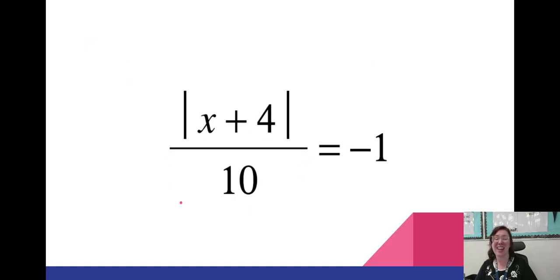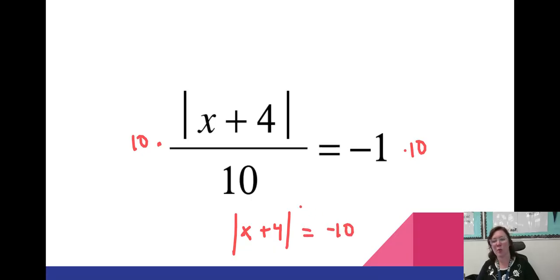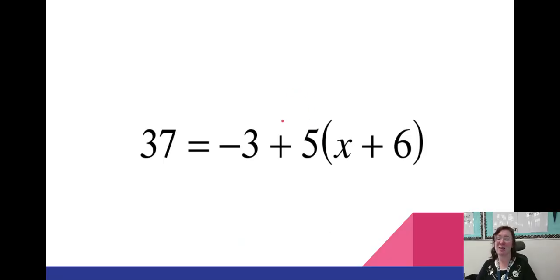Okay, we got to get rid of everything outside the absolute value bar. So first we have to get rid of the divided by 10. So let's multiply by 10 on both sides of the equal sign. Now I have the absolute value of x plus 4 equals negative 10. Well, this is going to be not possible because there's nothing I can put inside the absolute value bars, then take the absolute value and get a negative number. It's just not possible.